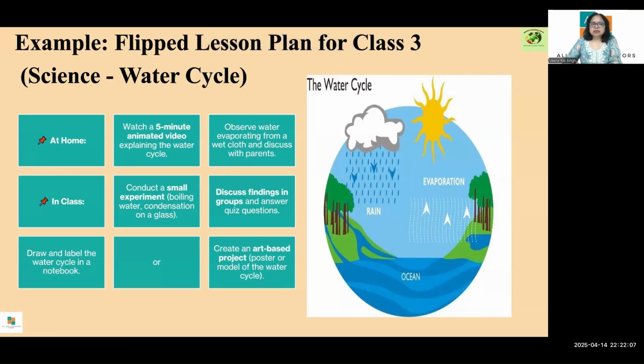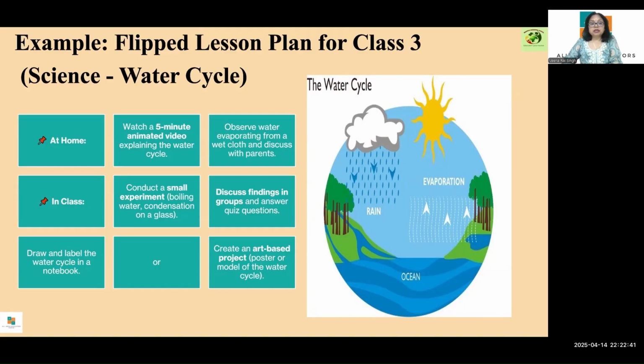So now let's see a simple example which has been given here, a science concept about the water cycle, and how to take it up at home. There can be a small animated video provided by the teacher facilitators, which explains the water cycle to the kids. An activity can be to observe water evaporating from a wet cloth or discuss with the parents.